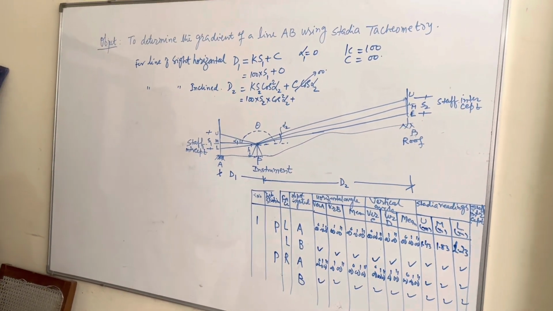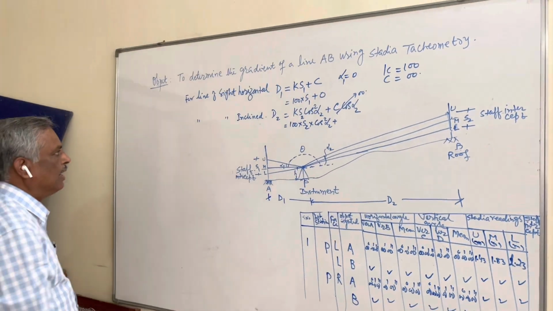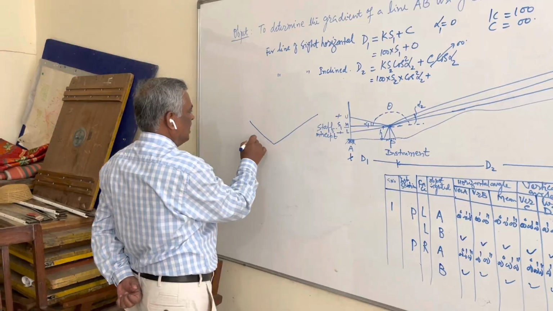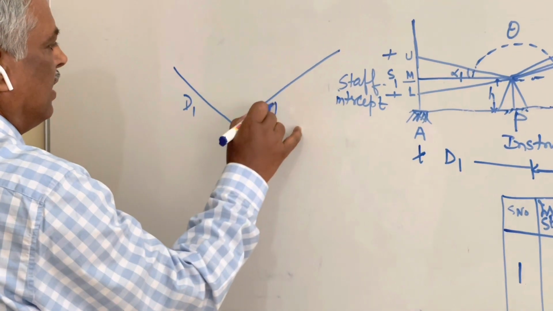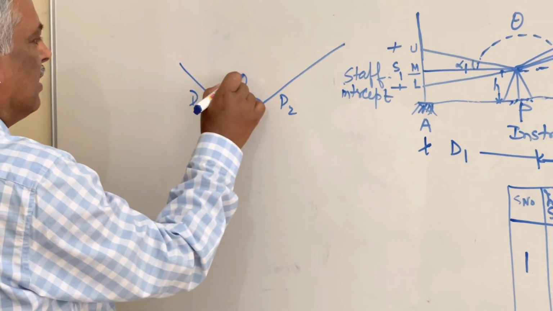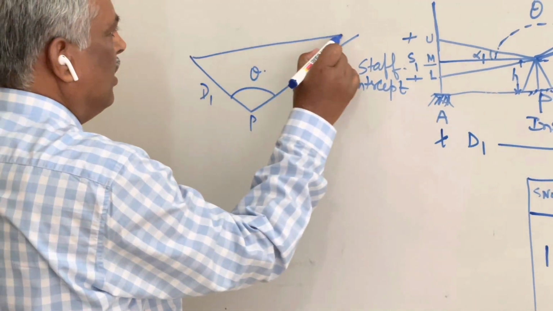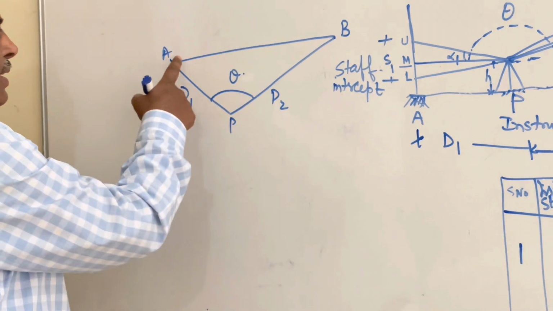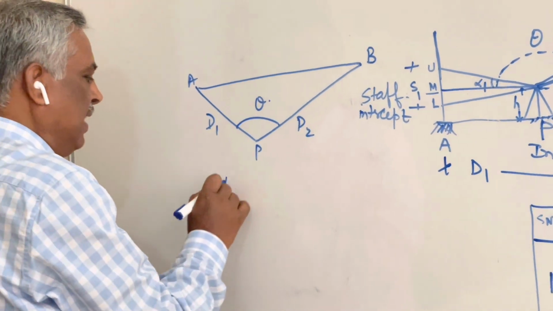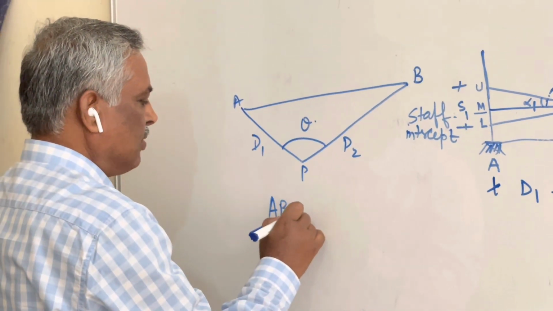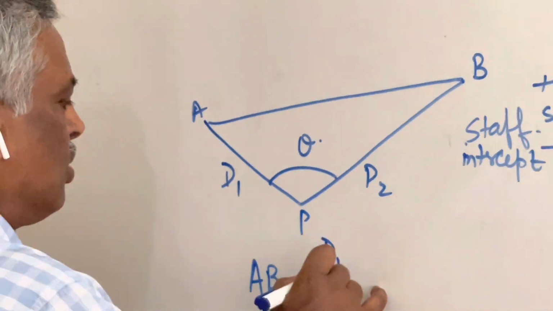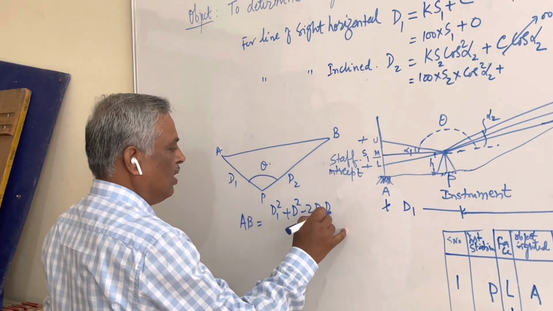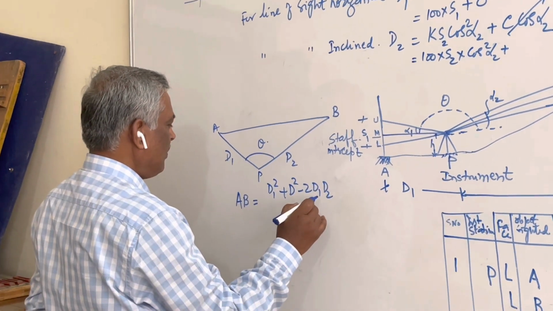So once D1 and D2 have been calculated, now you can find, this is the D1, this is the D2, this is the D1 from P, this is the D2. Now this is the angle theta, the horizontal angle between A and B. Now you have to find the distance AB. For finding distance AB, you can apply the cosine formula. AB squared is D1 squared plus D2 squared minus 2 D1 D2 cos theta.